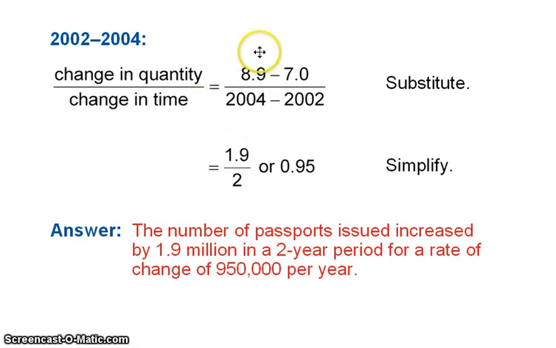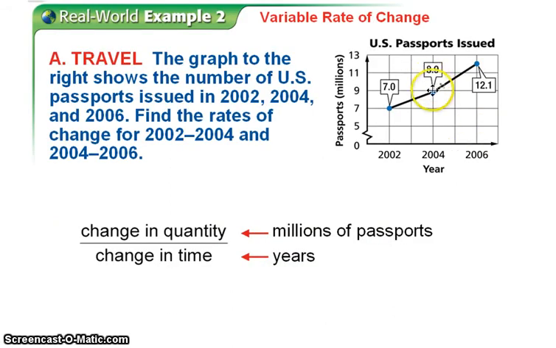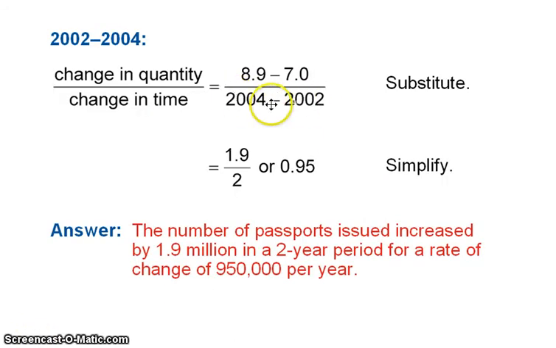What we're going to do is take those 2 points, 8.9 minus 7.0. If we go back to our graph, here we are, 8.9 to 7.0. And the years are 2002 to 2004, so that's why we put the times there. So when we subtract, we get 1.9 over 2, or 0.95.